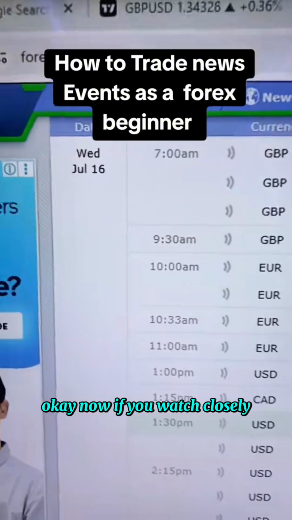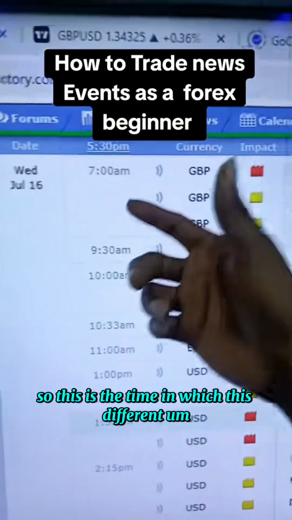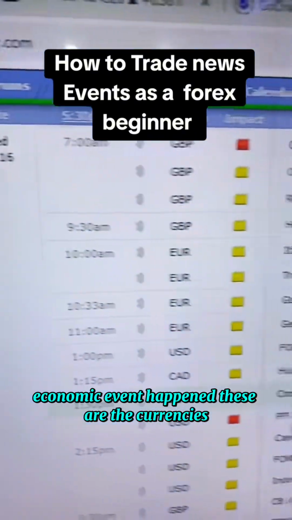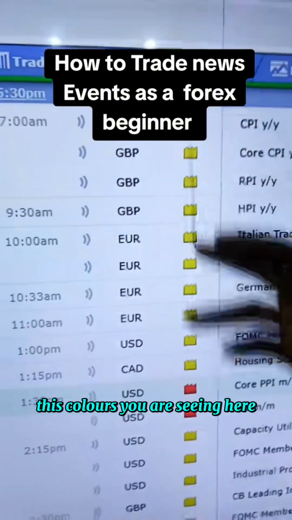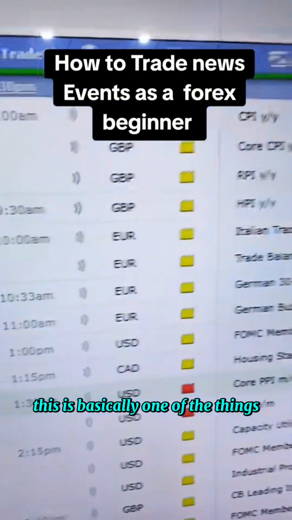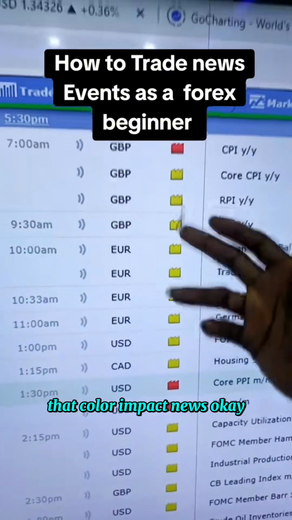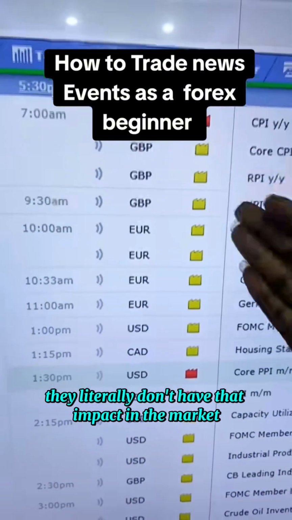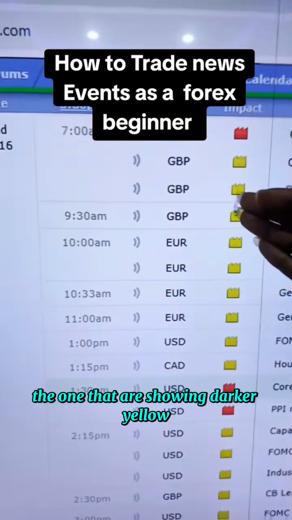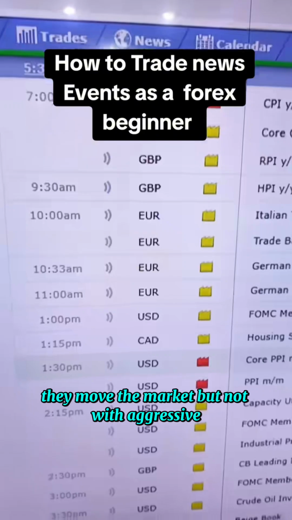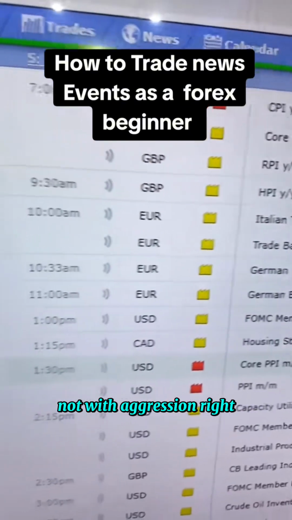Now if you watch closely, this is 16th July 2025, which is Wednesday. This is the time in which these different economic events happen, and these are the currencies they have an impact on. These colors you are seeing here are one of the things forex traders pay attention to. The ones showing yellow are called low impact news. They literally don't move the market like that. The ones showing darker yellow are called medium impact. They move the market, but not with aggressive movement.